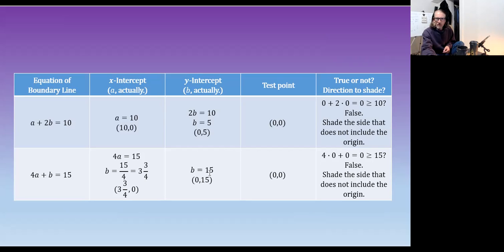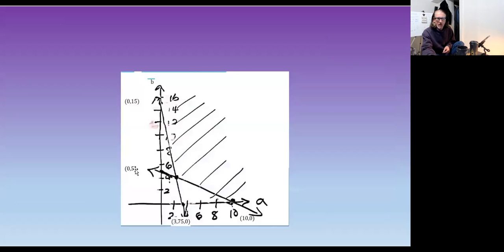Same goes for the second constraint. Putting in 0 into the second constraint, I get 0, which is not greater than or equal to 15. So I do not shade in this direction. I shade in that direction. And so our common intersection of shading is the portion that I'm already showing here. So our corner points are the 0, 15, the 10, 0, and this unknown intersection point right here. So I'm going to show solving for that intersection point.